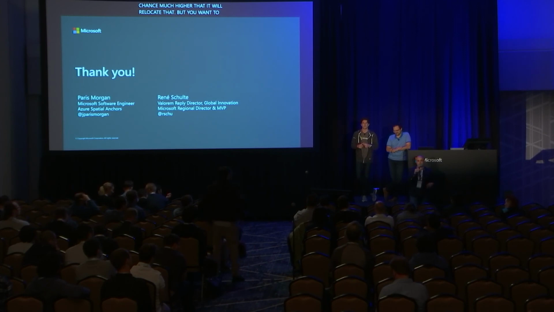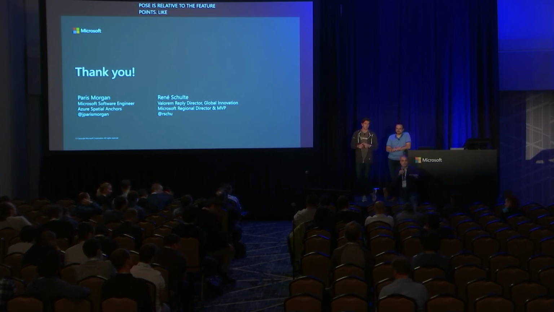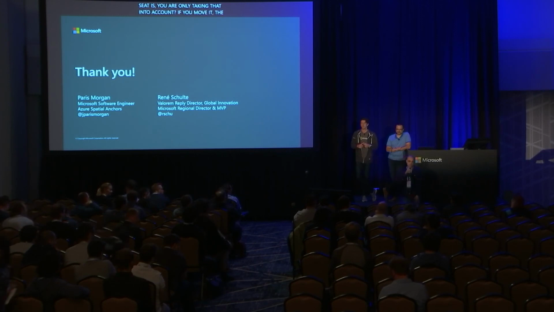Basically, the anchor pose that you get back is relative to the feature points. Like he said, if you just scan where the seat is and you are only taking that into account, even if you move it, the pose will be relative to that. So it will be moving with it at that point.